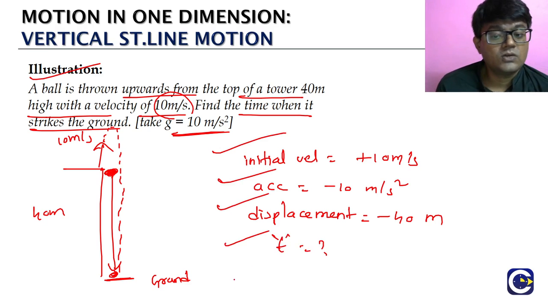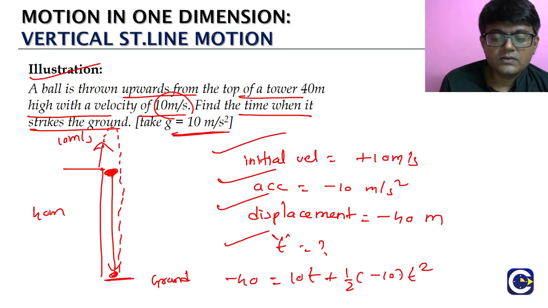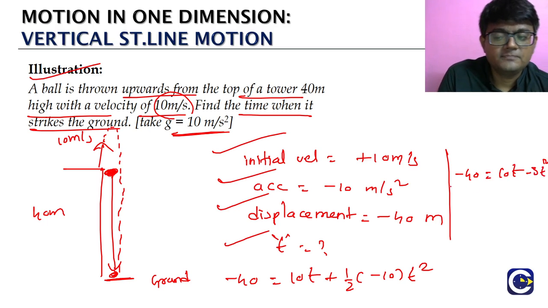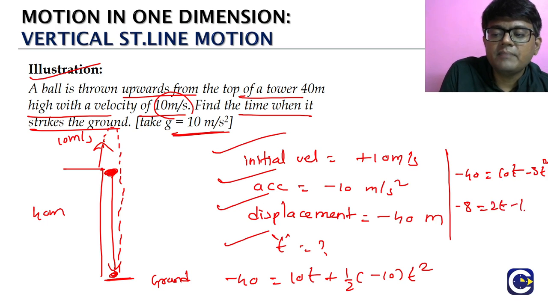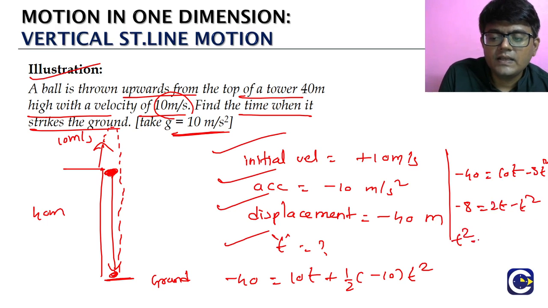What is the equation? S is equal to ut plus half at square. So we'll have minus 40 is equal to 10t minus 5t square. Okay, we can go for some simplification. On both sides divide by 5. What we'll get? Minus 8 is equal to 2t minus t square. We'll bring everything to the left side: t square minus 2t minus 8 is equal to 0.